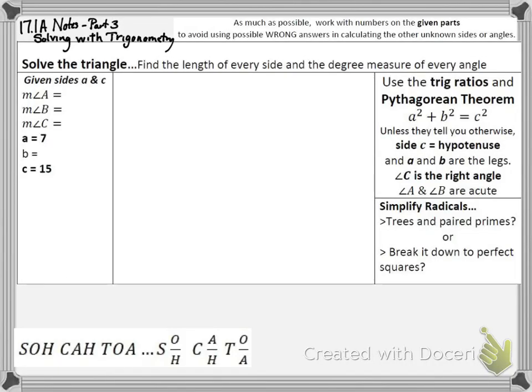Okay, 17.1a notes, part 3. I hope this is going to take care of the rest of this problem.